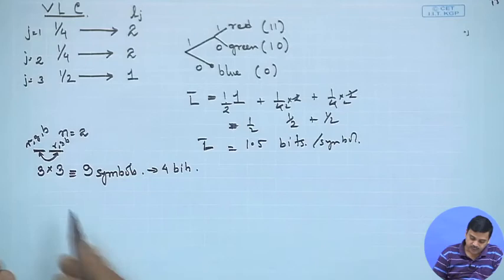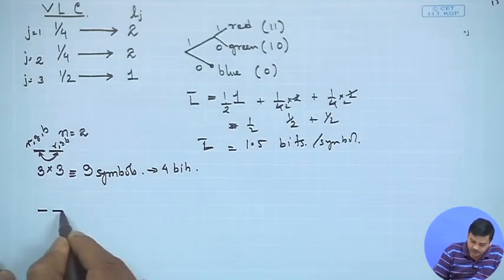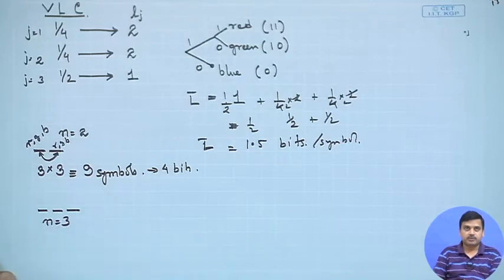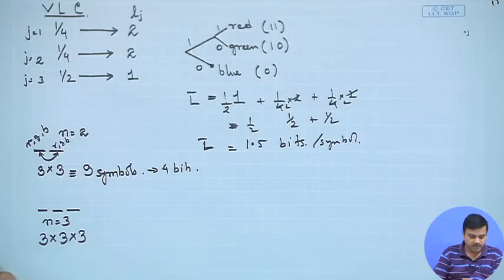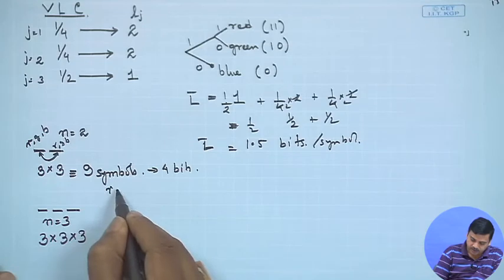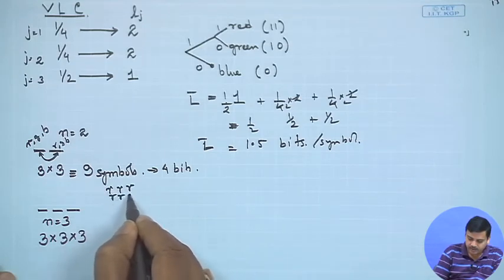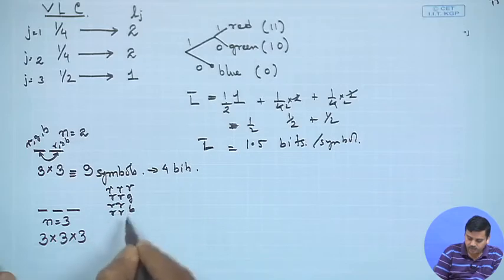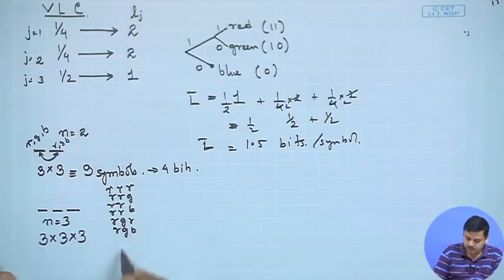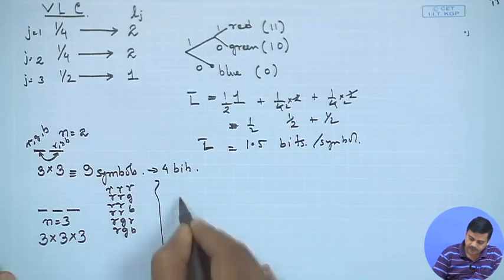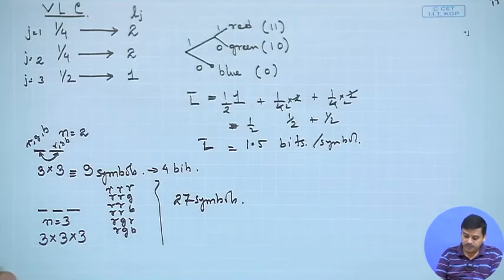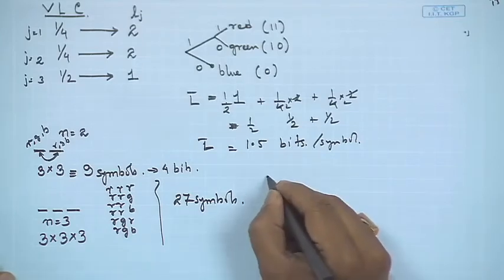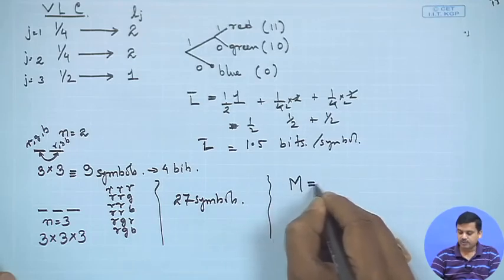Rather, if we move ahead and make n equals 3 as a tuple, that means 3 symbols. Again, the first place can be filled in 3 different ways, the second place in 3 different ways, and the third place in 3 different ways. That means I could get red, red, red; red, red, green; red, red, blue; and then again red, green, red; red, green, blue, and so on and so forth. I could keep on doing that. So, that means I could generate 27 symbols.